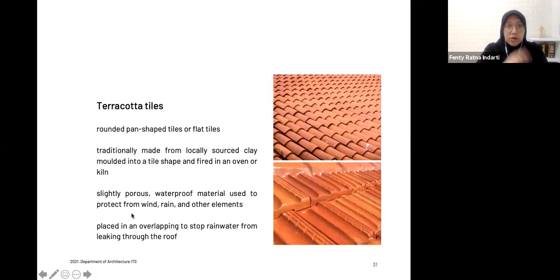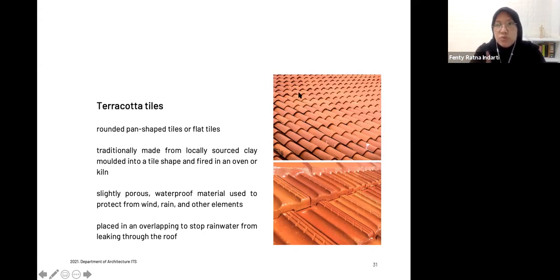Next is about the covering. For the covering, I will talk about two materials that are your assignment, but in real life there are more and more materials applicable for roofing. You can find them by yourself, and throughout your studio you will face them, cope with them, and eventually learn about them. The basic thing you have to understand first is the terracotta tiles, as you can see here.